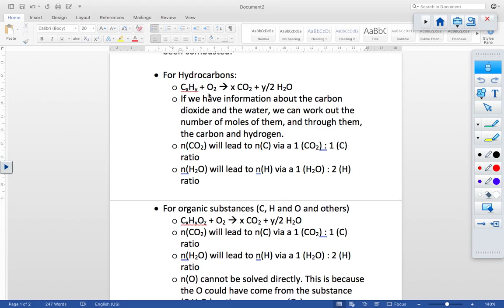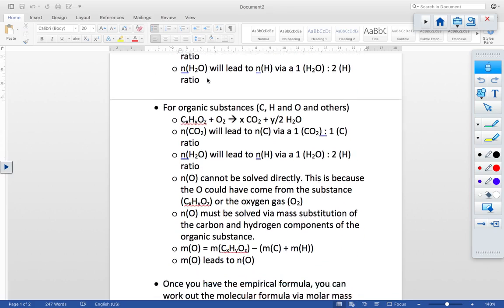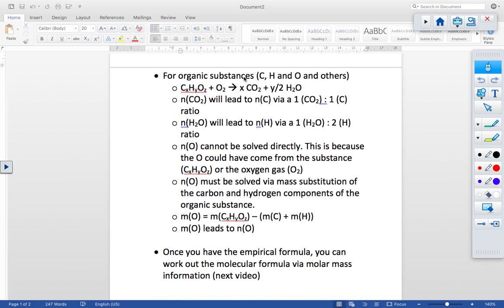So, we can work out the empirical formula from the carbon dioxide and the water, working out the carbon and the hydrogen. That's for hydrocarbons. However, for organic substances which have carbon, hydrogen, and oxygen, and other elements if necessary, it looks something like this. The organic substance is CxHyOz, where x, y, and z are certain numbers. It's going to be burnt in oxygen.